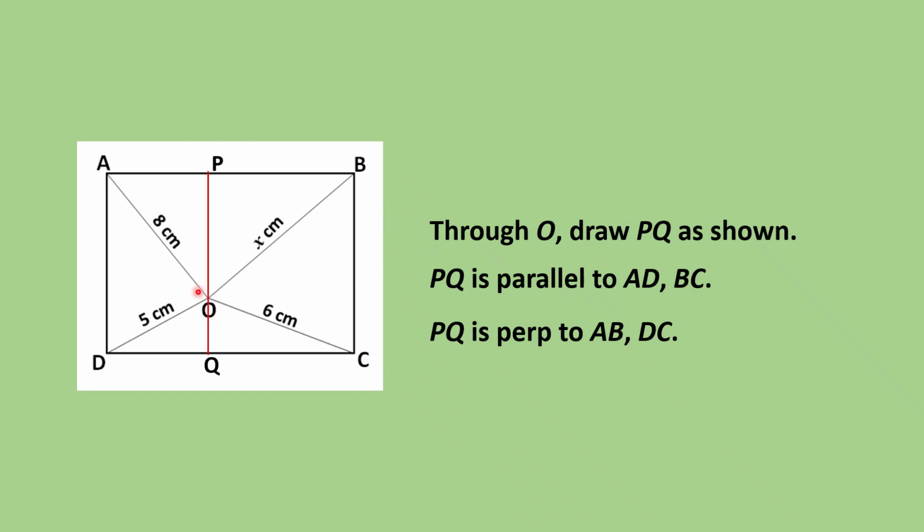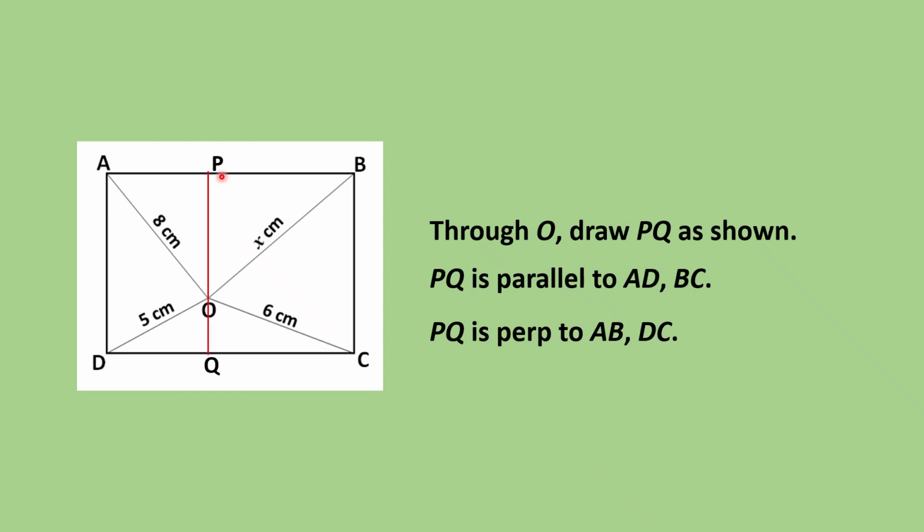Through O, that is a point inside the rectangle, draw PQ as shown. PQ is parallel to AD and BC, and it is perpendicular to AB and DC. So PQ is parallel to AD, PQ is parallel to BC, PQ is perpendicular to AB, and PQ is perpendicular to DC. We are joining the line PQ passing through O. Now let us see what further we can do to find out the relationship between these line segments.